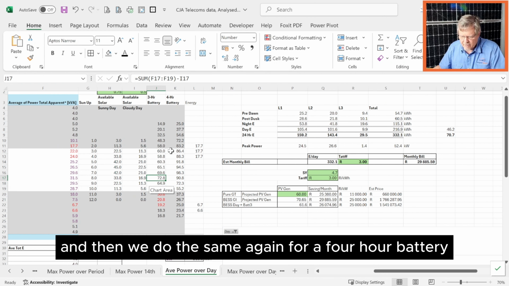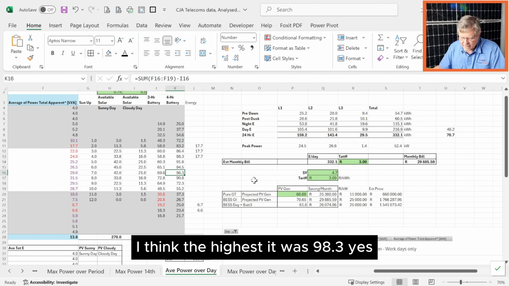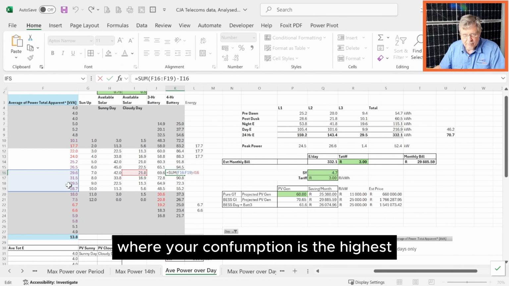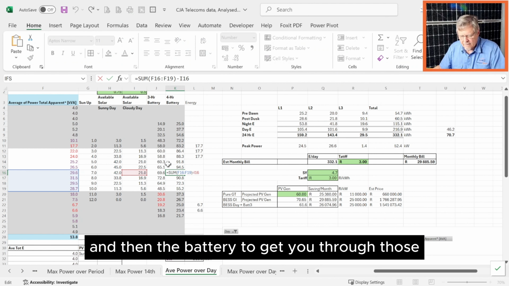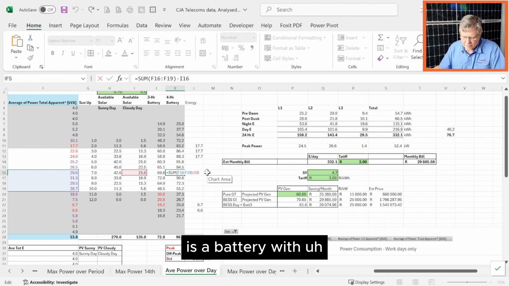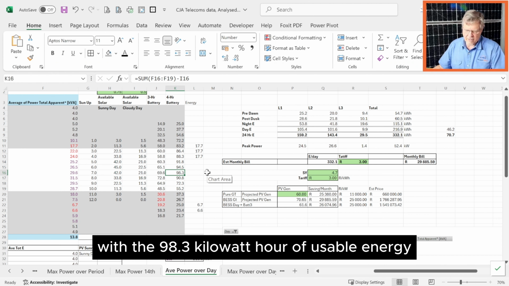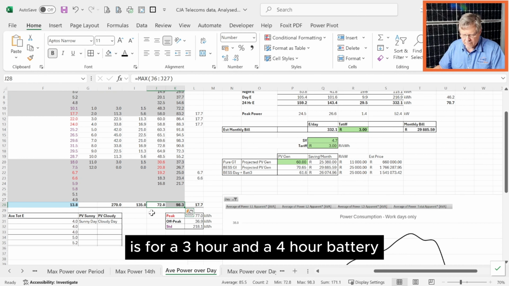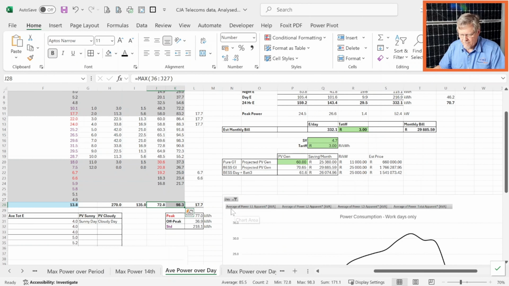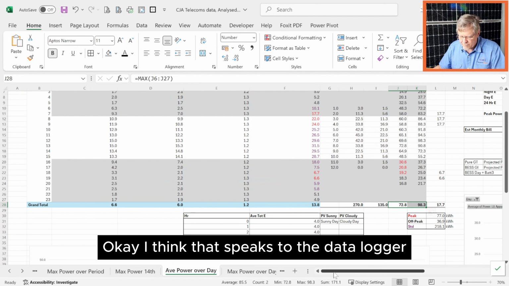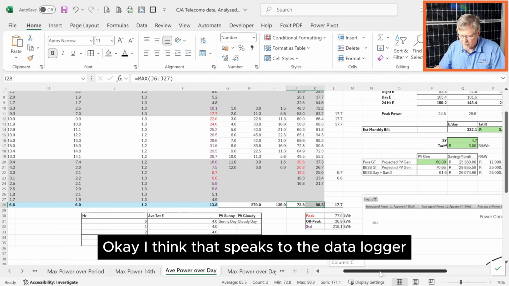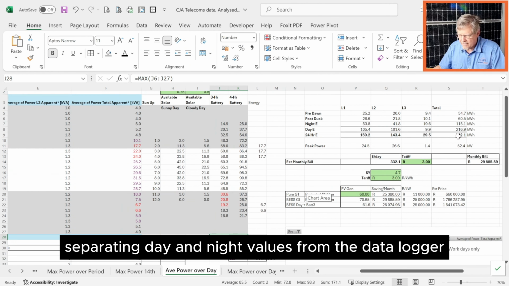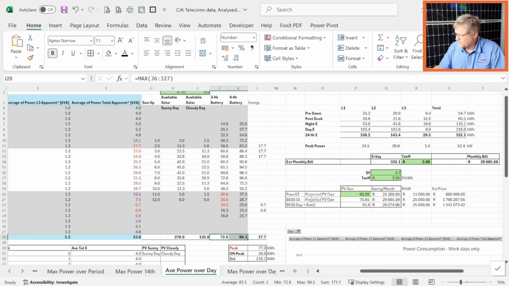And then we do the same again for a 4-hour battery. Again, for the 4-hour battery, I think the highest there was 98.3. That's the one. That's the 4-hour period where your consumption is the highest. A battery to get you through those is a battery with 98.3 kilowatt hours of usable energy. So the two totals we have over there are for a 3-hour and a 4-hour battery. Okay, I think that speaks to the data logger and how the different hours are valuable, and the separating of day and night values from the data logger.